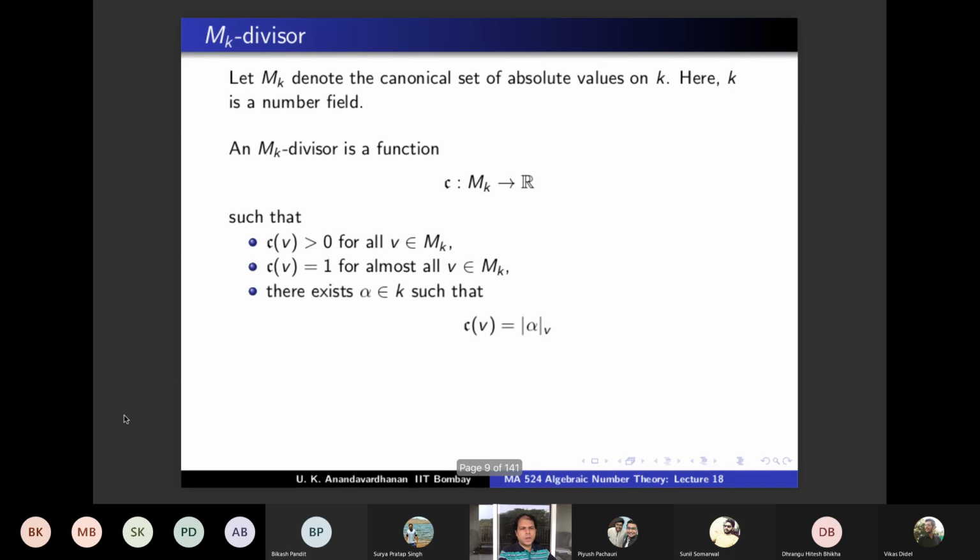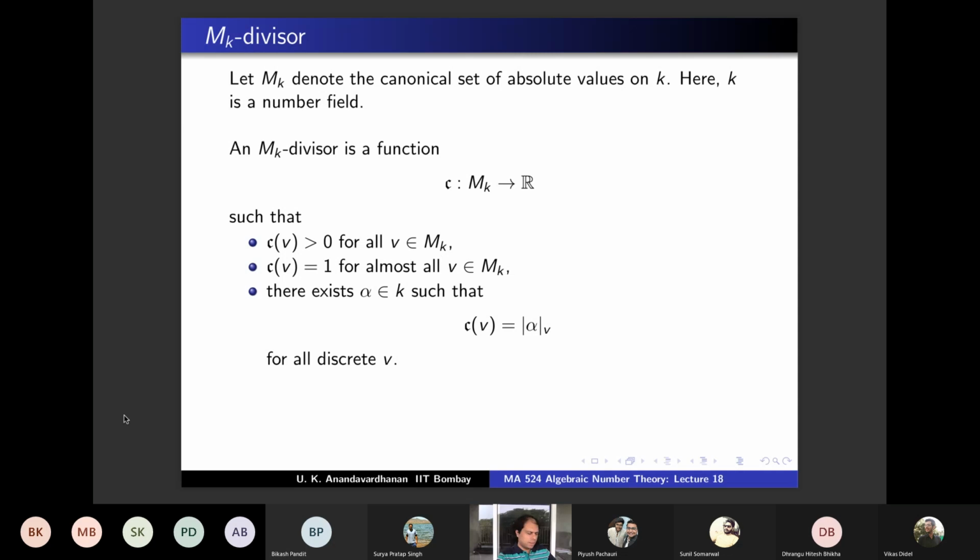And there is one more property, which is that for every non-Archimedean absolute value, for all discrete V, this value has to be mod alpha V for some alpha. So corresponding to C, there exists an element alpha in your number field such that its V-adic absolute value mod alpha V is CV. Okay. So an MK divisor is a function which satisfies these three properties.